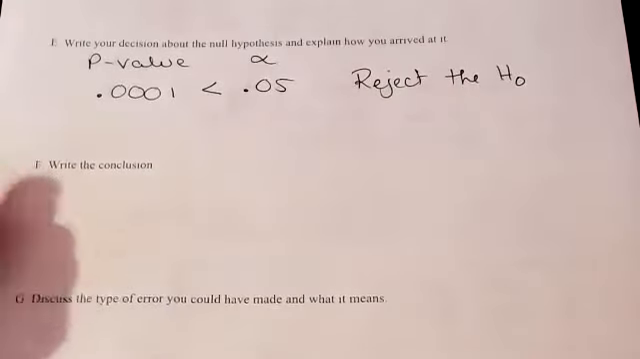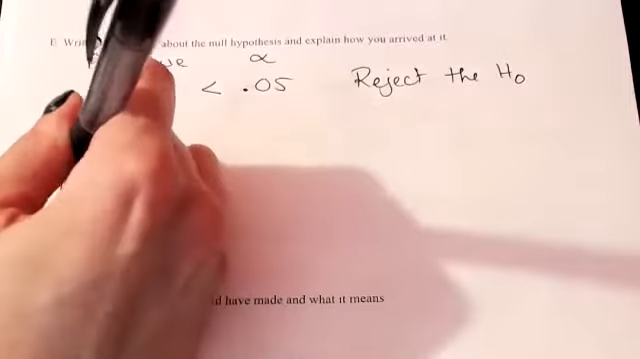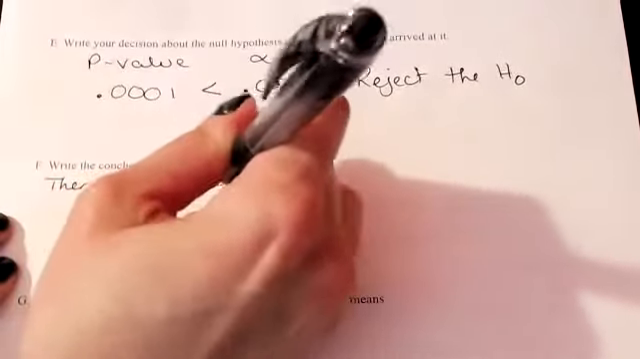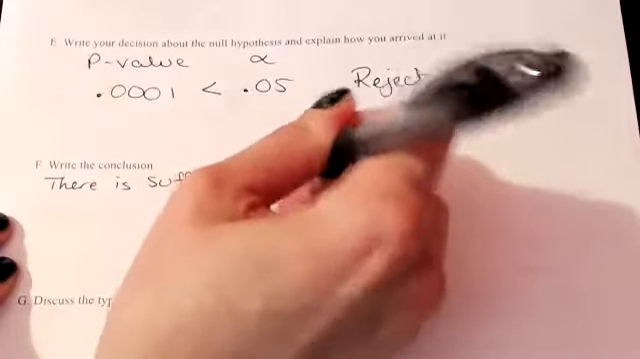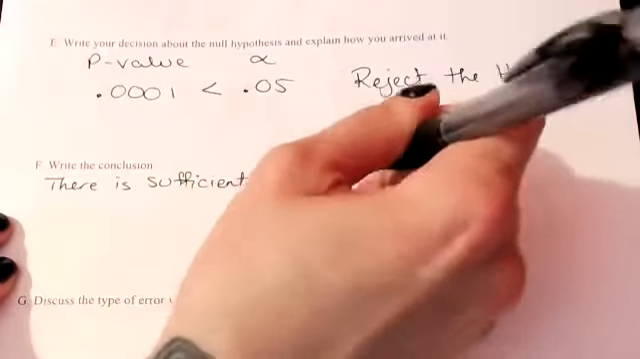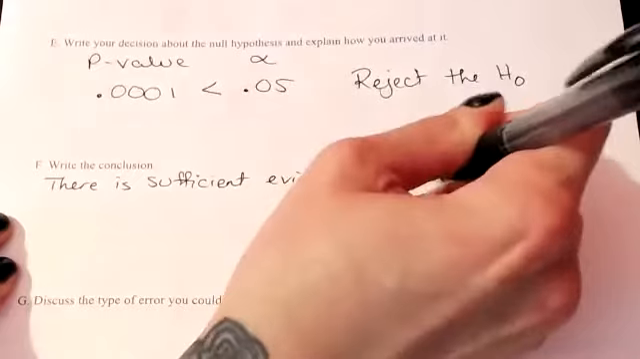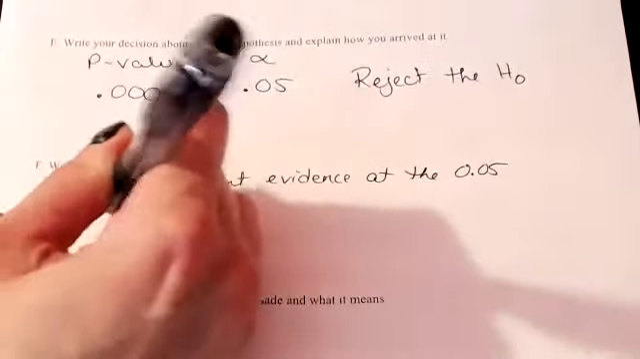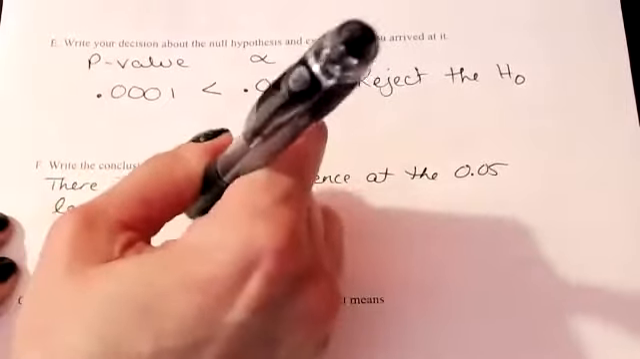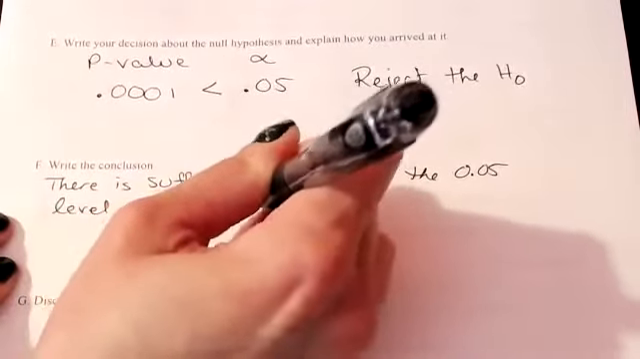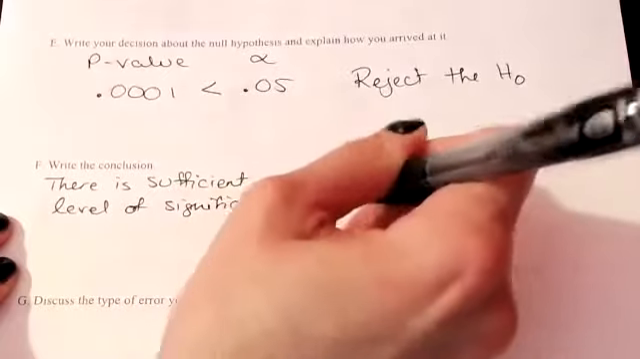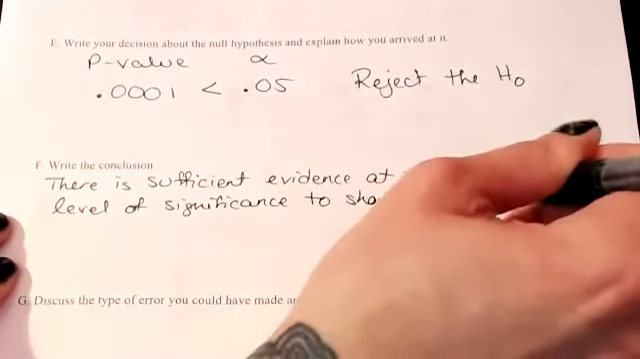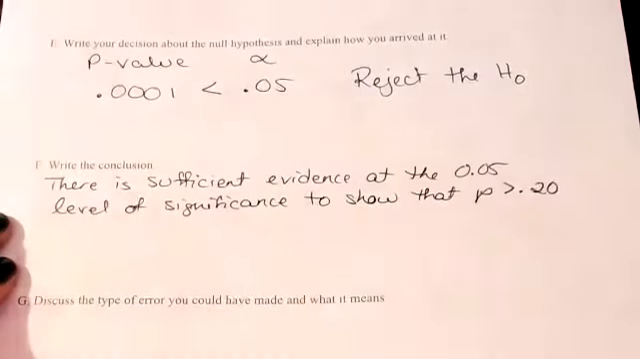So we're going to write our conclusion. There is sufficient evidence at the 0.05 level of significance to show that p is greater than 0.20.